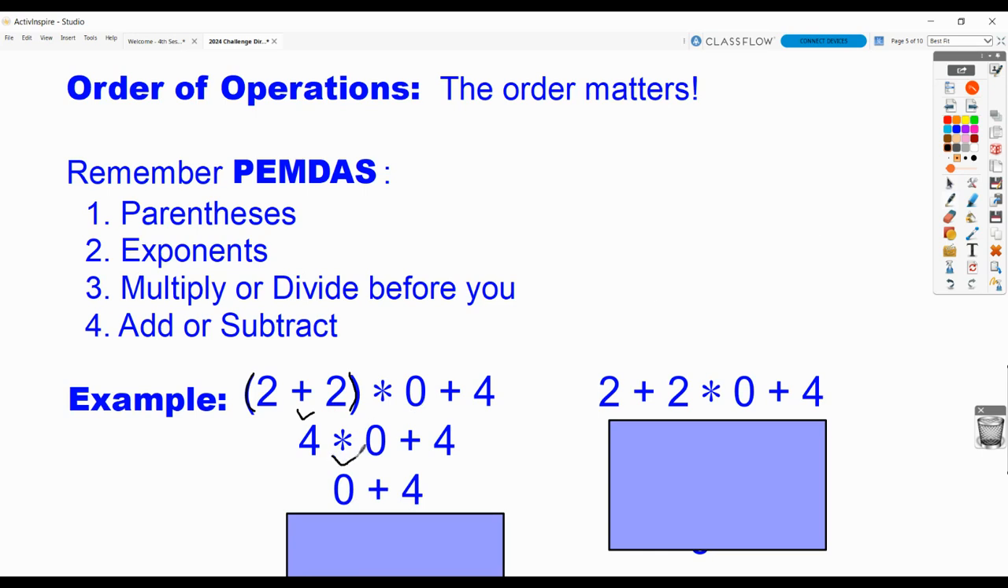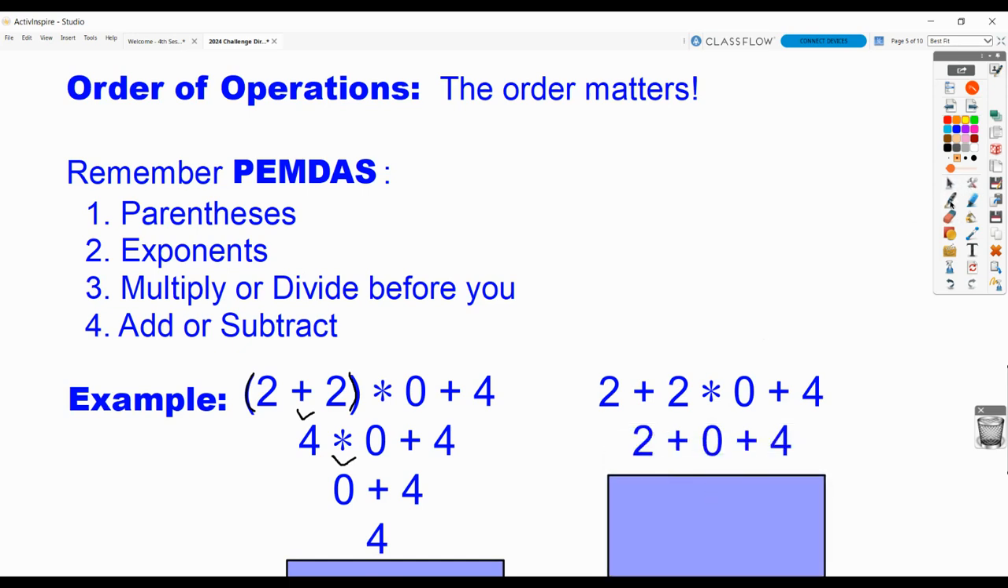I'm going to multiply 4 times 0 to get 0. And then my last step, I need to say 0 plus 4 is 4. Do you think I'm going to wind up with that on the right-hand side? I'm not, because there are no parentheses here. Since there are no parentheses, I'm not going to start with the 2 plus 2 like I did on the left. I'm actually going to skip parentheses because it's not there, skip exponents because it's not there.